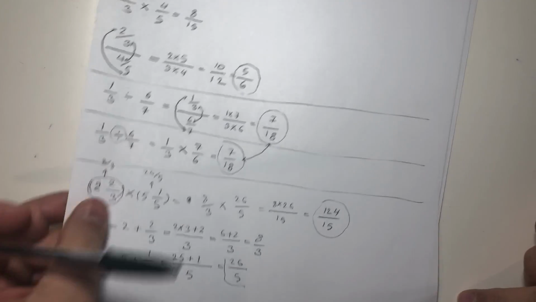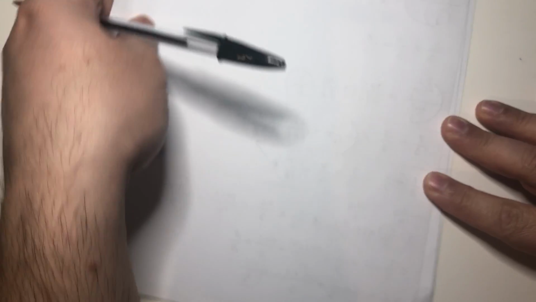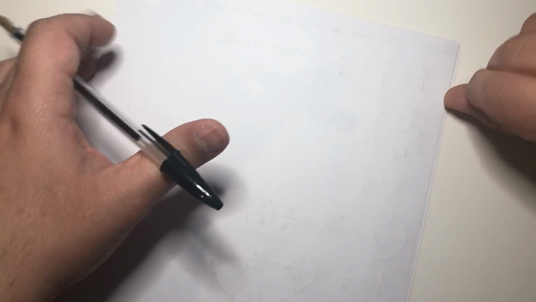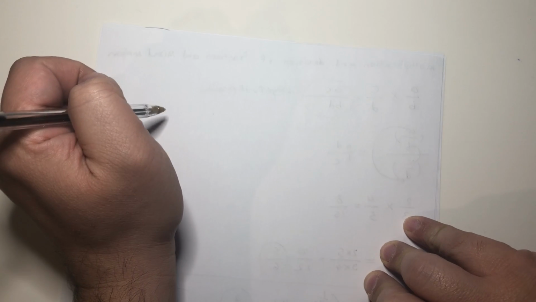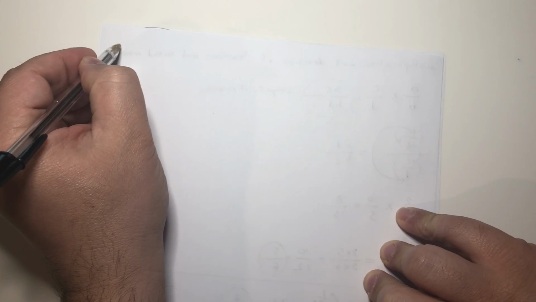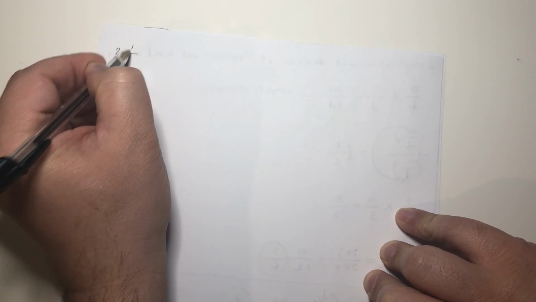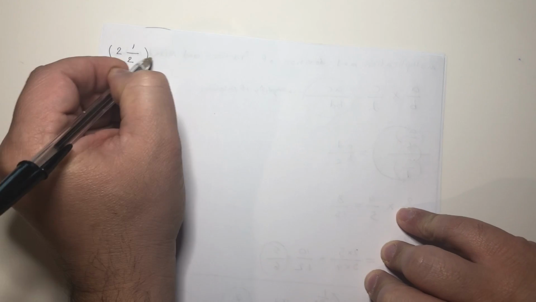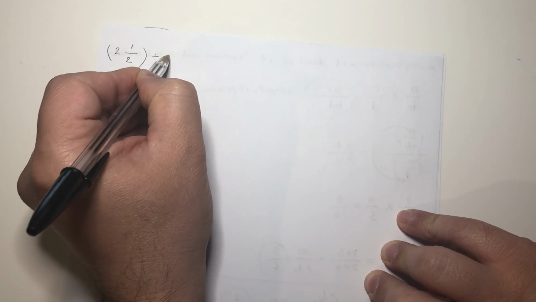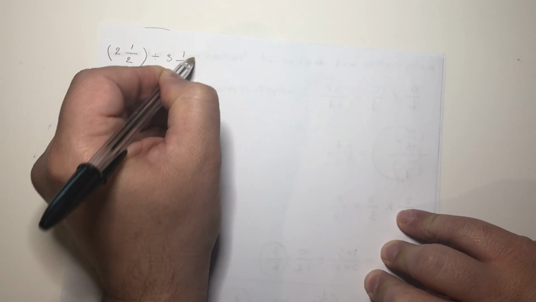How about the division of the mixed numbers? For the division of the mixed numbers, what we do is, again, convert the mixed numbers into fractions. Then we know how to do division for the fractions, right? We want to divide 2 and 1 over 2 divided by 3 and 1 over 3.